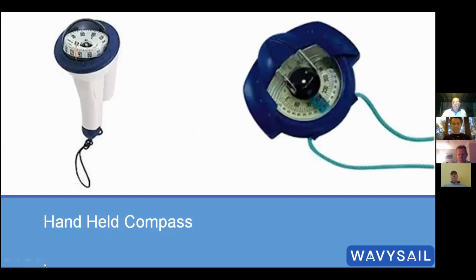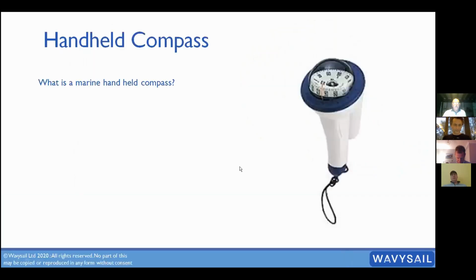Handheld compasses, these sort of looking things. What is a marine handheld compass? It's a waterproof compass which gives you a bearing to a specific object. Note that this one has a little line there.